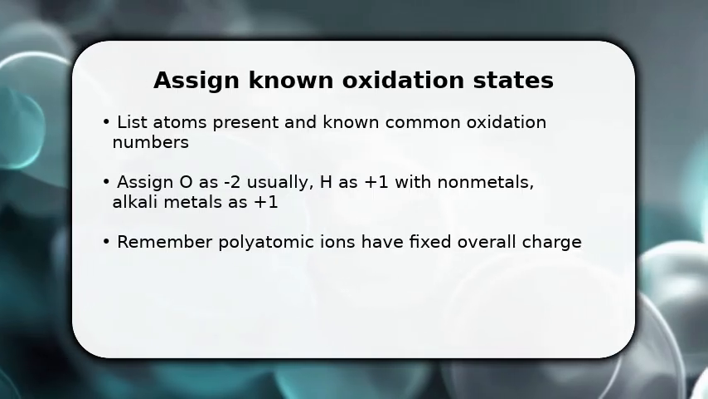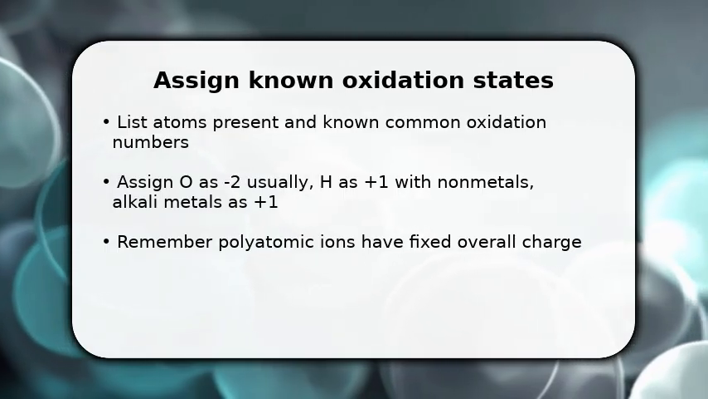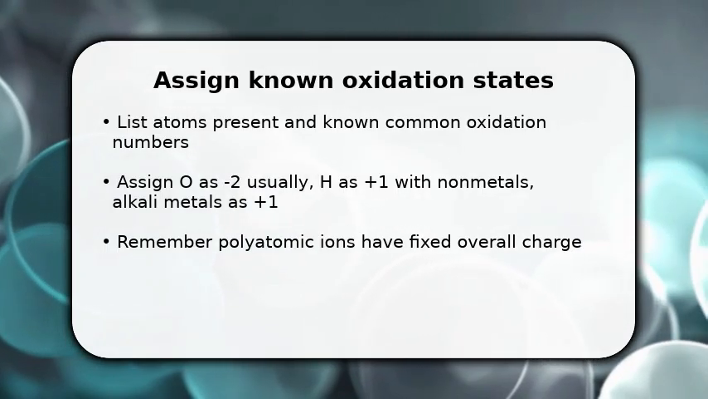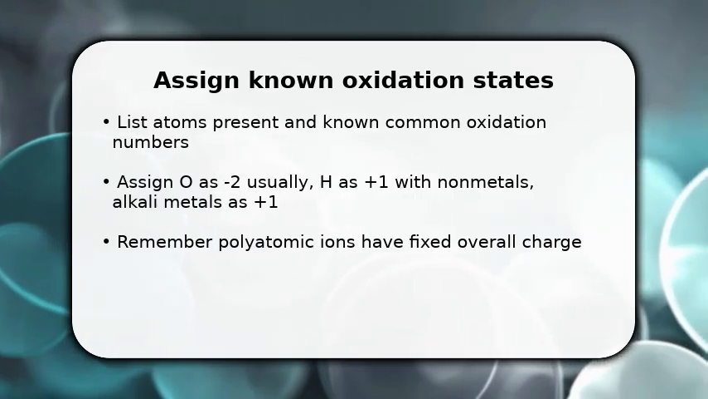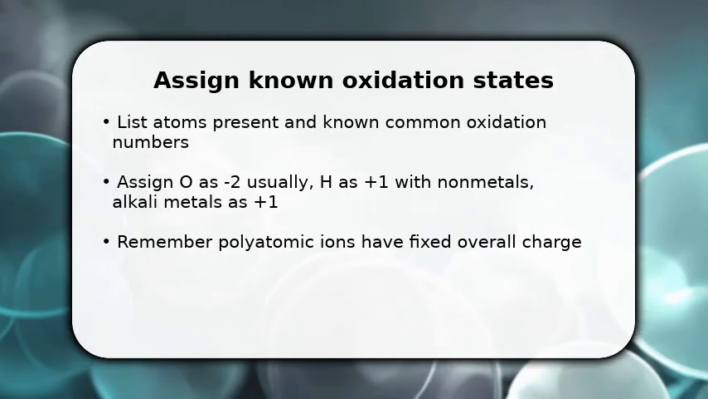You begin by assigning the familiar oxidation states. Oxygen almost always -2, hydrogen +1 with nonmetals, alkali metals +1. Write the molecular formula and mark those known values next to the atoms.